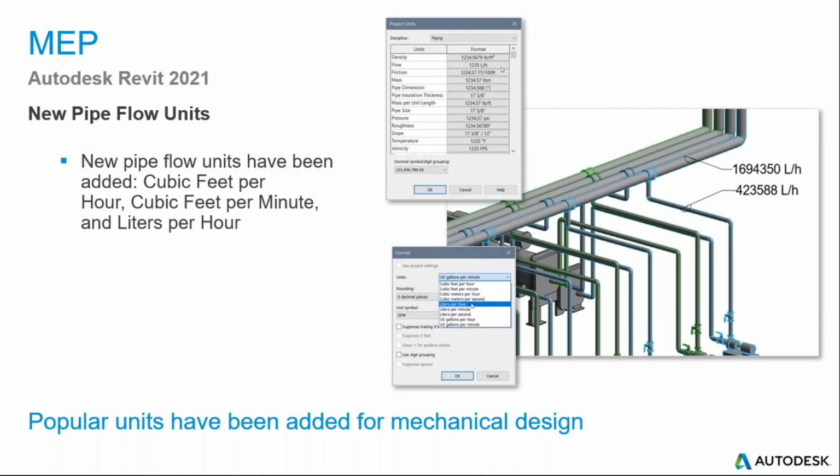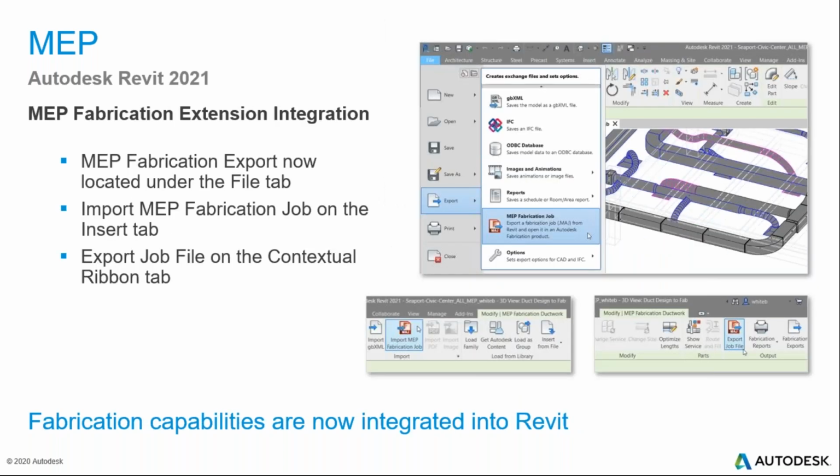New pipe flow units have been added, which better serve the mechanical designers. So today you will see new units such as cubic feet per hour, cubic feet per minute, and liters per hour as units for pipe flow.